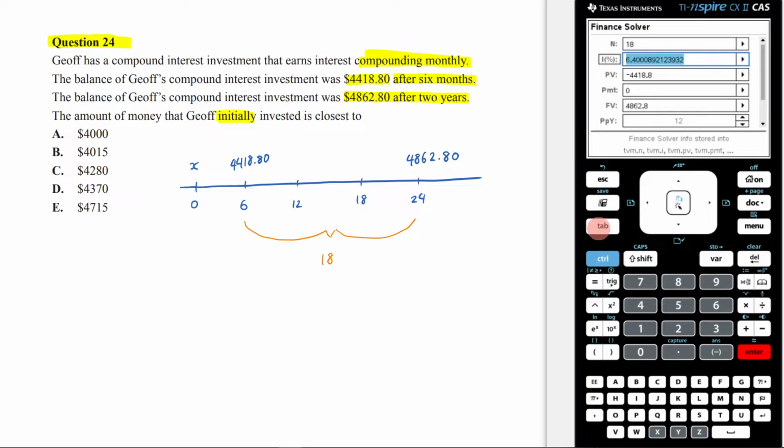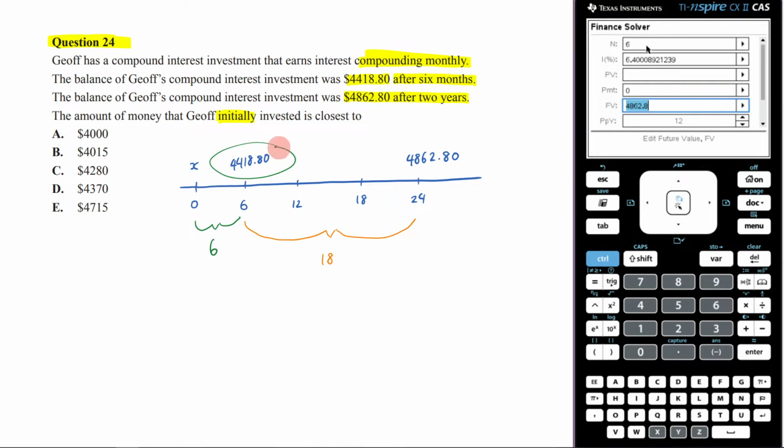Now that I've got the interest, I'm going to start back at the beginning and focus on from 0 to 6. So that's 6 months right there. I'll come back here and go 6. My interest rate I now have is that. My present value, I don't know. That's what we're trying to figure out, the initial value. I'm not paying or taking money out. My future value is now going to be 4418.80, and it's compounding monthly.